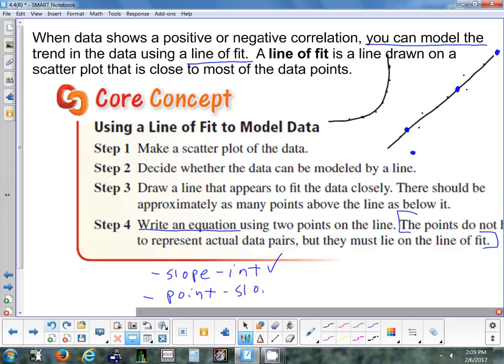I don't think I'm going to do it that way. I'm going to stick with slope intercept. But it depends on the problem. If it's easier to do point slope, maybe I will. If it's easier to do slope intercept, I'll probably do that. Whichever one is easier, that's how I'll do it.